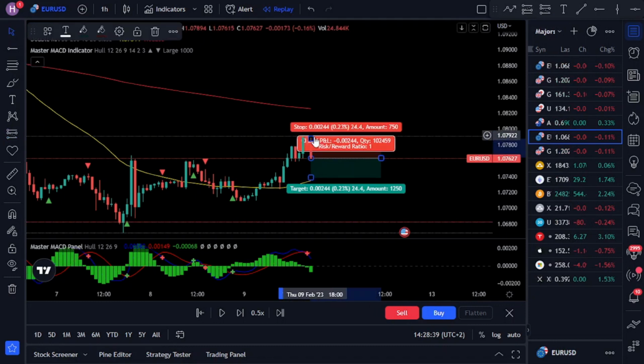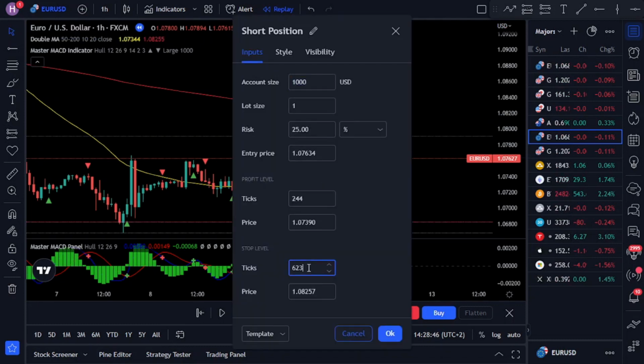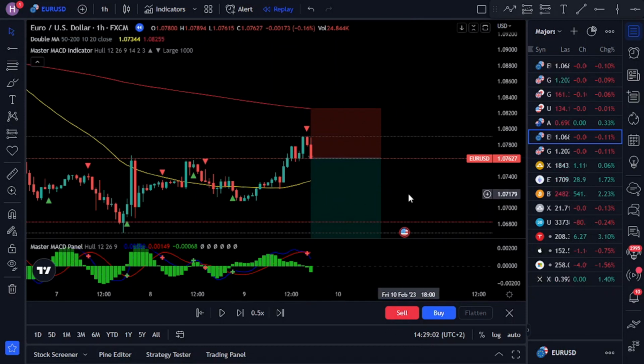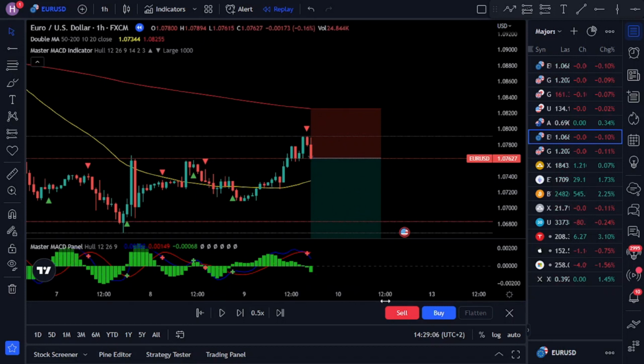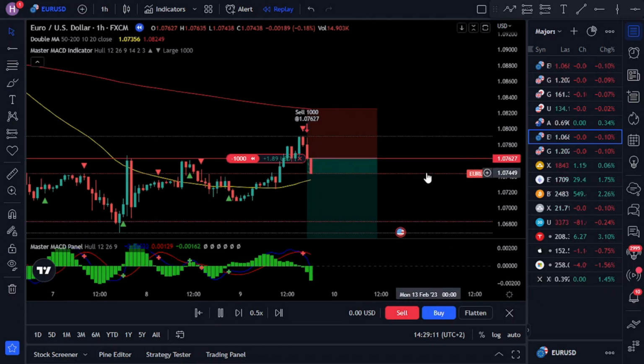Place a short or sell position with a stop loss close to the moving average or just above it and aim for 1 to 2 risk to reward, meaning for every 1% that you risk, you should aim to make at least a 2% return. Once all of these confluences are in place, simply place your sell trade with the stop loss and take profit and let the trade play out.